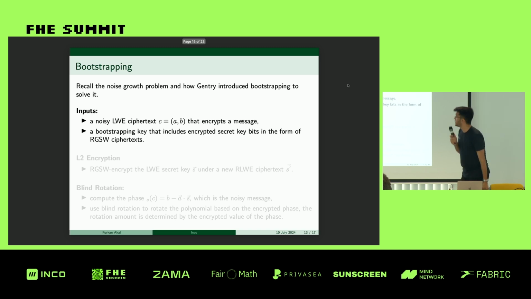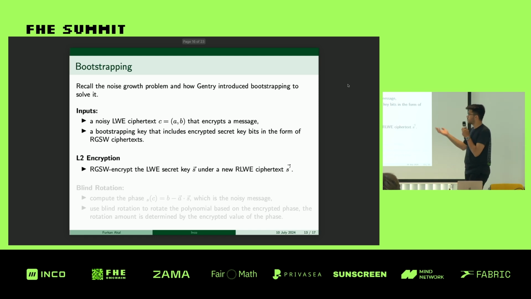So our inputs here will be an LWE ciphertext C, with components A and B. A is a vector, B is a scalar, and it encrypts a message M, let's say. And we need something we call a bootstrapping key, which is essentially the encrypted secret key bits. The important thing is it will be in the form of RGSW ciphertexts, because it's more useful and it's actually the most efficient way.